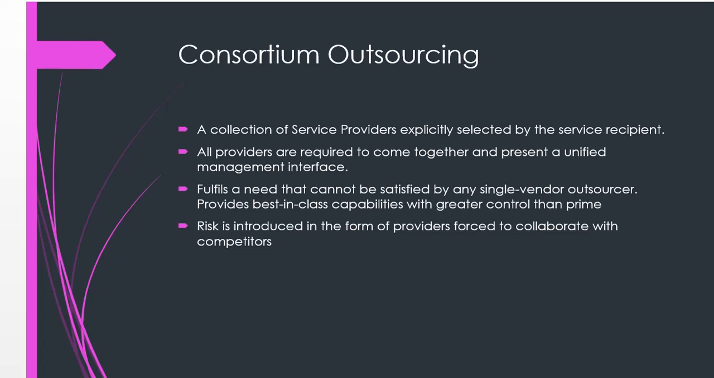Then we have consortium outsourcing. This is where we as the company look for our own service providers, but we then ask them to organize themselves and come up with one management interface. So these various service providers, when they're interacting with us, interact as if they are one company. It's our responsibility to choose the various service providers we want to work with, but it's their responsibility to organize themselves and appear as one company to us.